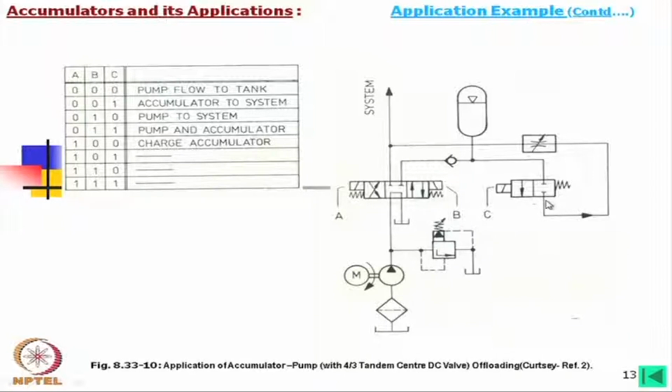Then A is on, B is off and C is off, then only this accumulator is being charged, because the oil from the main system is going to the tank and this oil is being charged to this accumulator. Okay. So, this is another application of an accumulator with a hydraulic system, shown here, how it can be arranged.